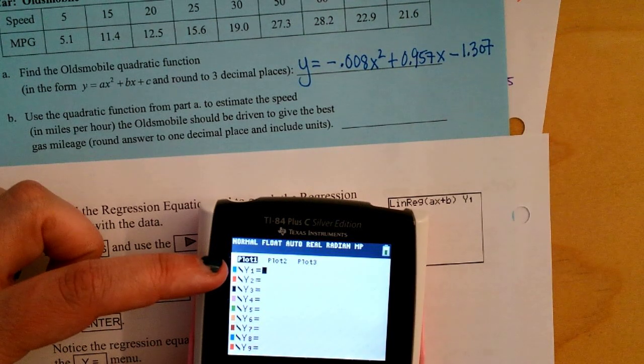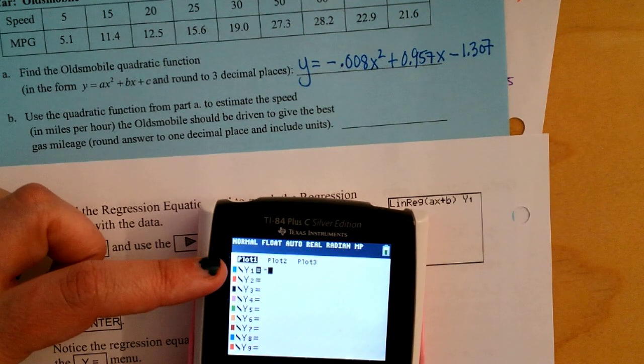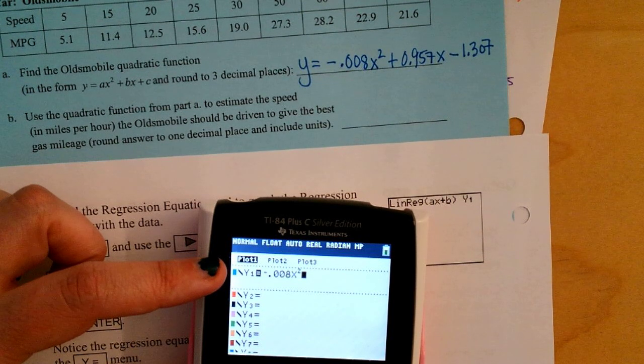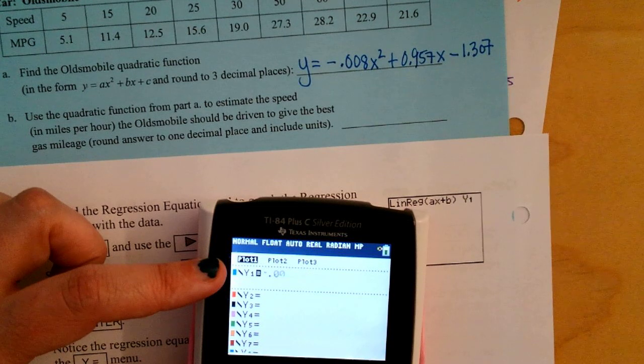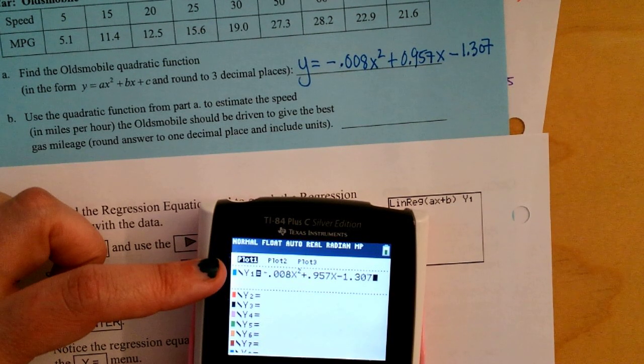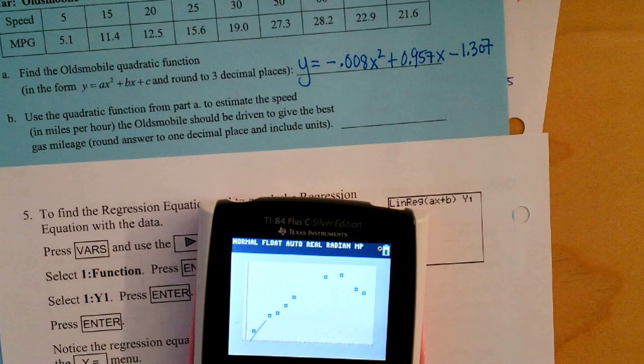But if you go back to y equals and you type it in, negative 0.008 x squared plus 0.957x minus 1.307, right? And if I press graph, look at how cool that is. Do you see what's happening? It's like connect the dots. It doesn't fit exactly, but it's pretty close.